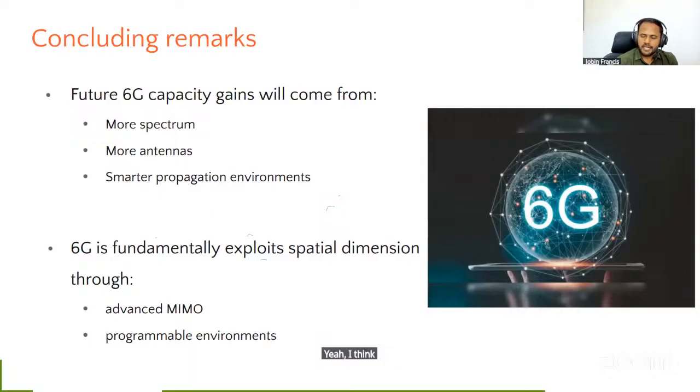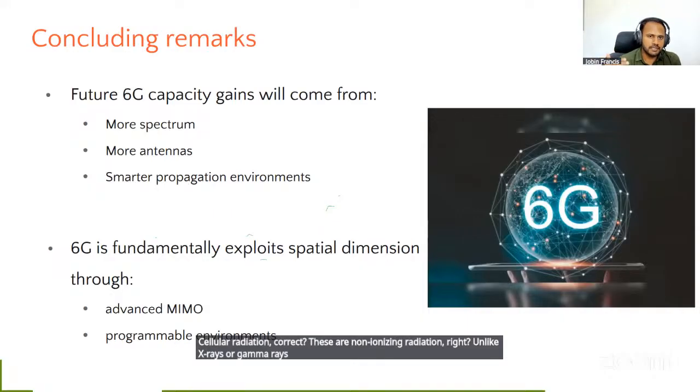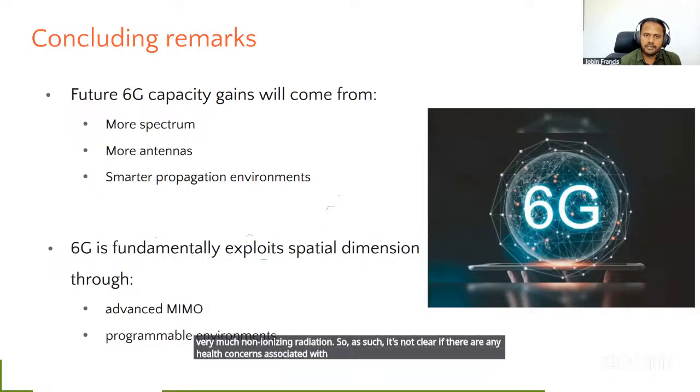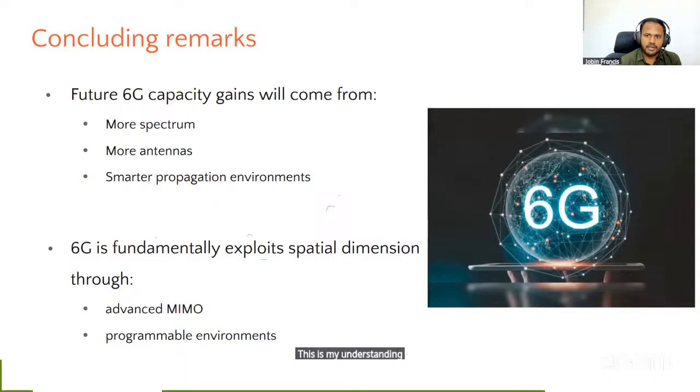Yeah, I think I'm not an expert to comment on that, but the one thing with all this cellular radiation is that these are non-ionizing radiation, right? Unlike X-rays or gamma rays, which have much shorter wavelength. So we are talking about centimeter level wavelength, which is very much non-ionizing radiation. So as such, it's not clear if there are any health concerns associated with prolonged exposure to this radiation. But my understanding is there's no conclusive answer yet.